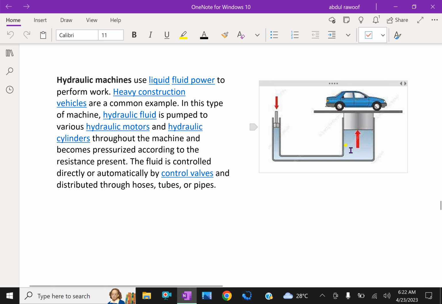Now, so far we discussed different types of pressure and with details.